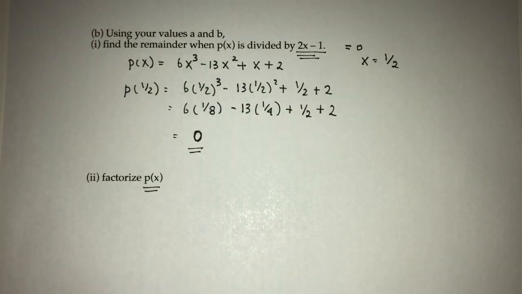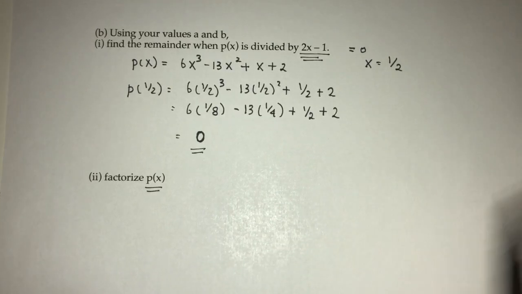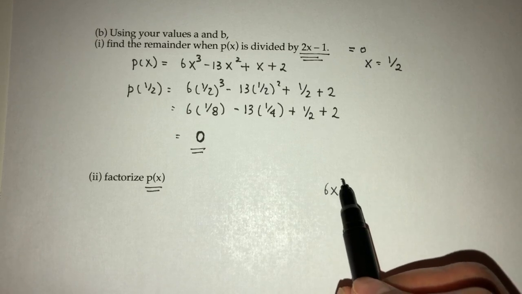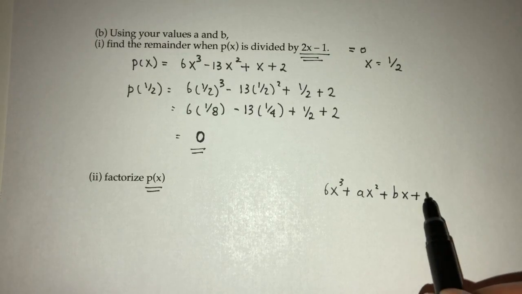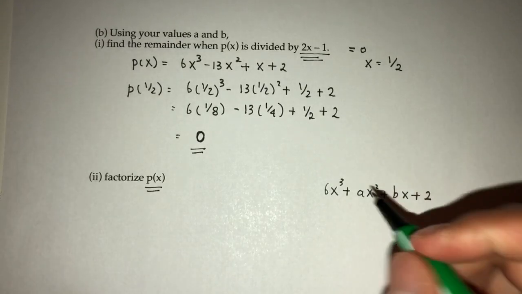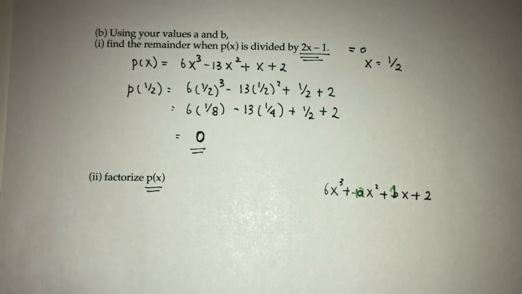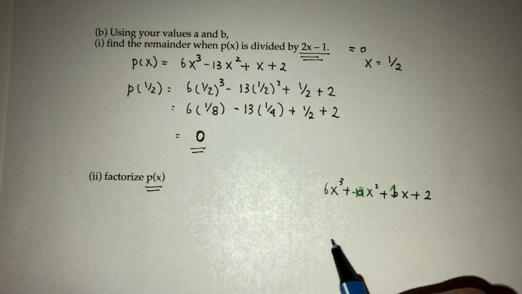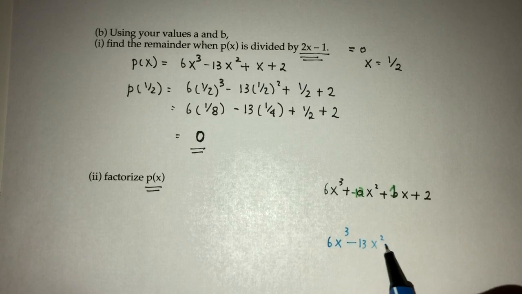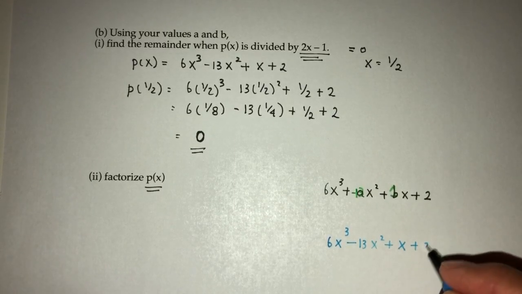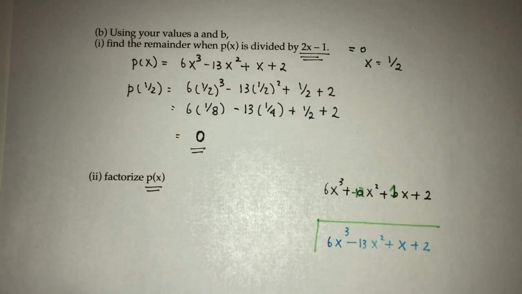Now for part 2, we have to factorize. So let's see. Factorize this one. We have to do long division. So we have 6x cubed plus ax squared plus bx plus 2. So as you guys know, a is minus 13 and b is 1. Let me do this again. So we have to write 6x cubed minus 13x squared plus x plus 2. So we know that the factor is given to you by x minus 2.